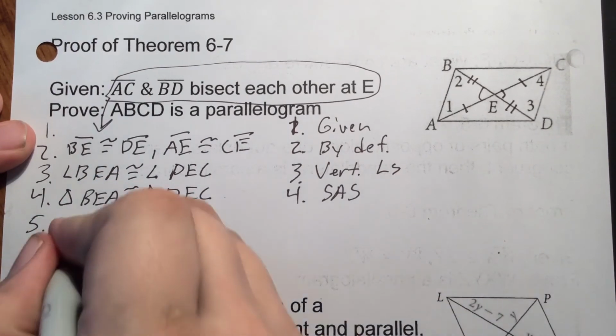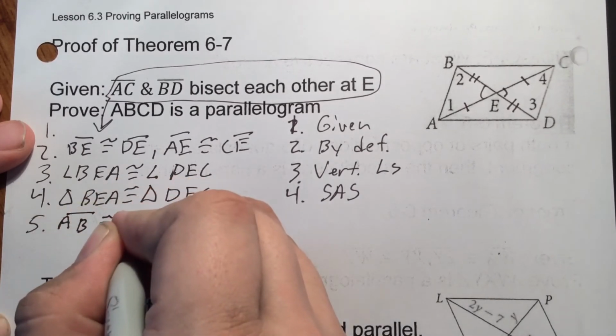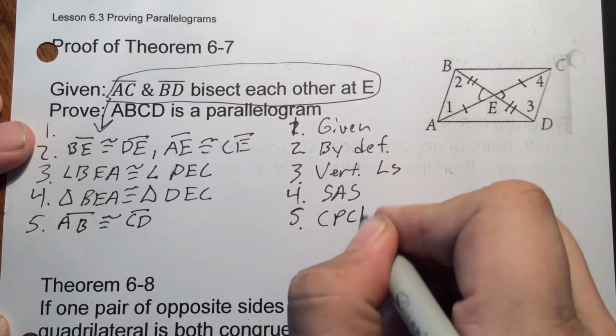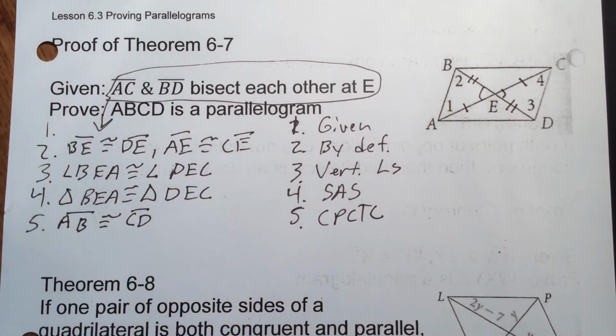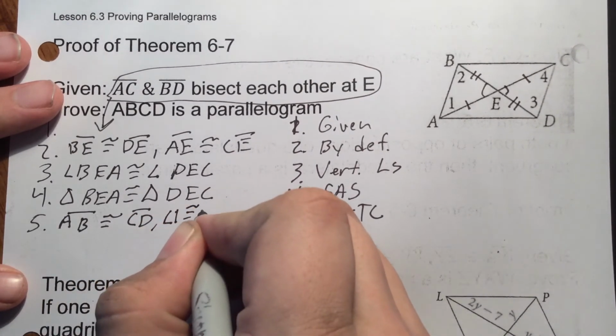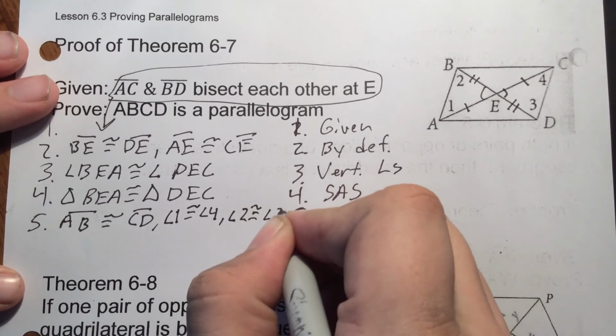Again, now that we know they're congruent, now we can say their parts are congruent. So we can say that side AB is going to be congruent to side CD. And that'll be by CPCTC. From there, we could also then say that our angles 1 and 2 there will also be congruent. So angle 1 would be congruent to angle 4, and angle 2 would be congruent to angle 3.